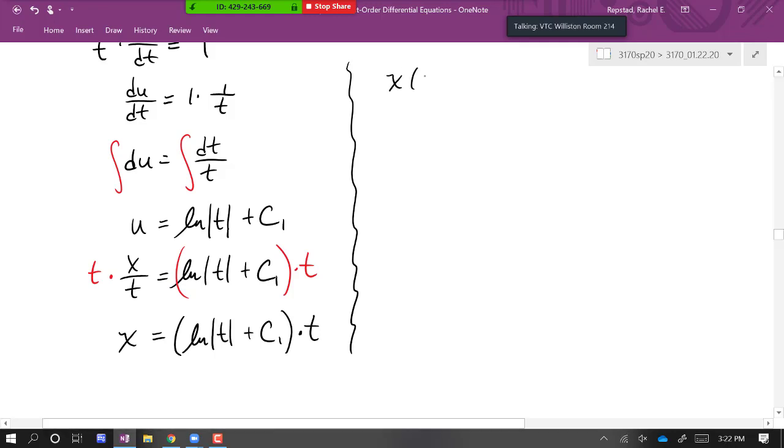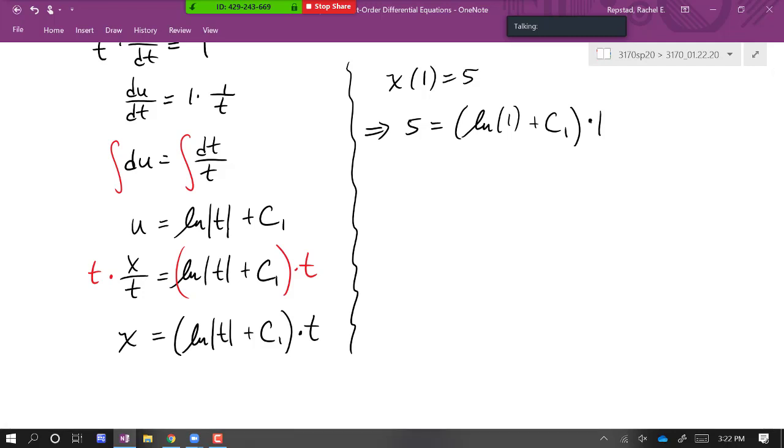We could find the particular solution by using the initial condition, the initial value. So x of 1 equals 5. That means that 5 equals ln of 1 plus c1 times 1. What's ln of 1? Isn't it 0? It is 0, yeah.